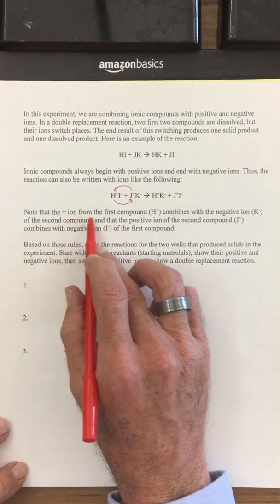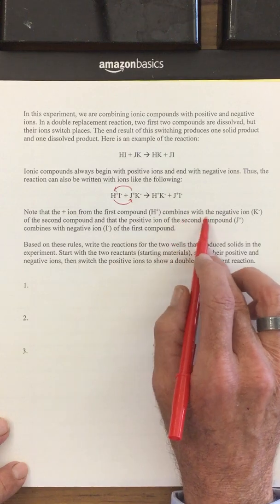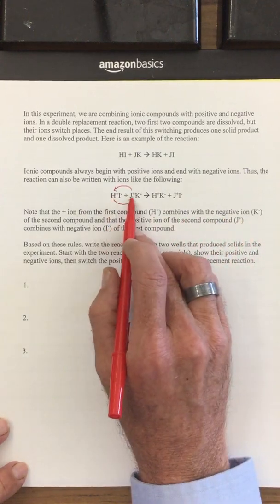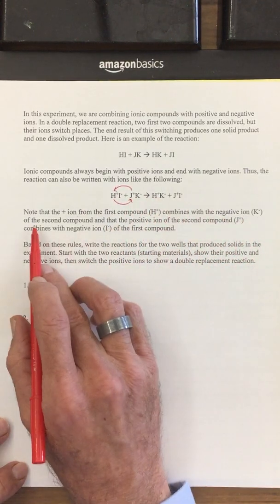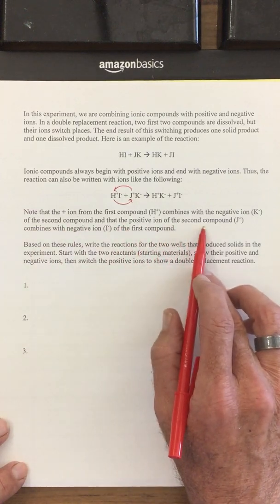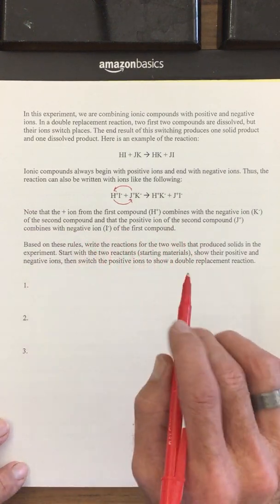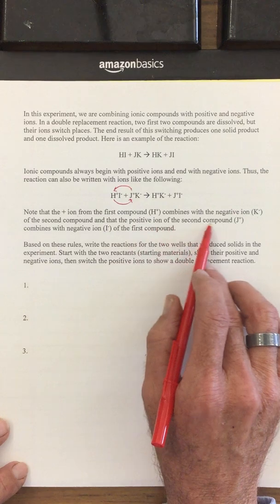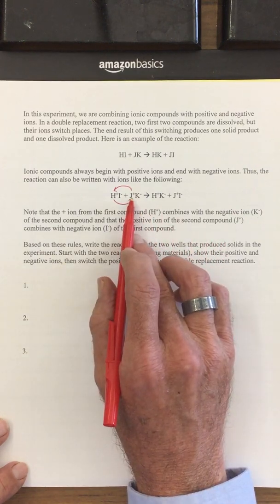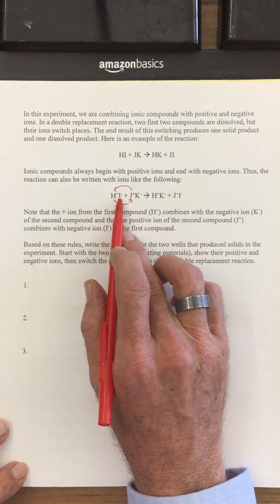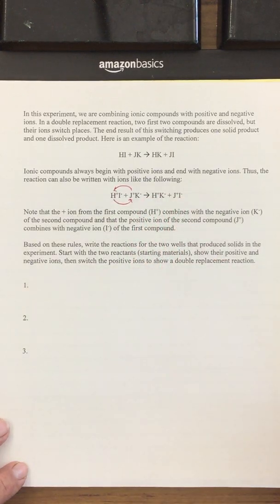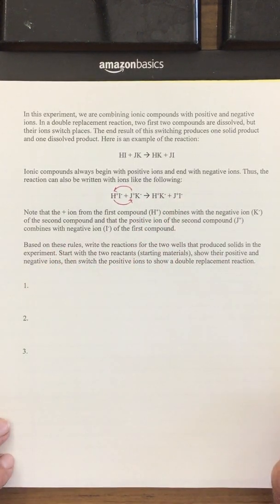Note that the positive ion from the first compound, H, combines with the negative ion K of the second compound. Also, the positive ion found in the second compound, the J+, combines with the negative ion of the first compound. That's what we're forming here. Based on these rules, write the reactions for the two wells that produced solids in the experiment. Actually, it's going to be the three wells.